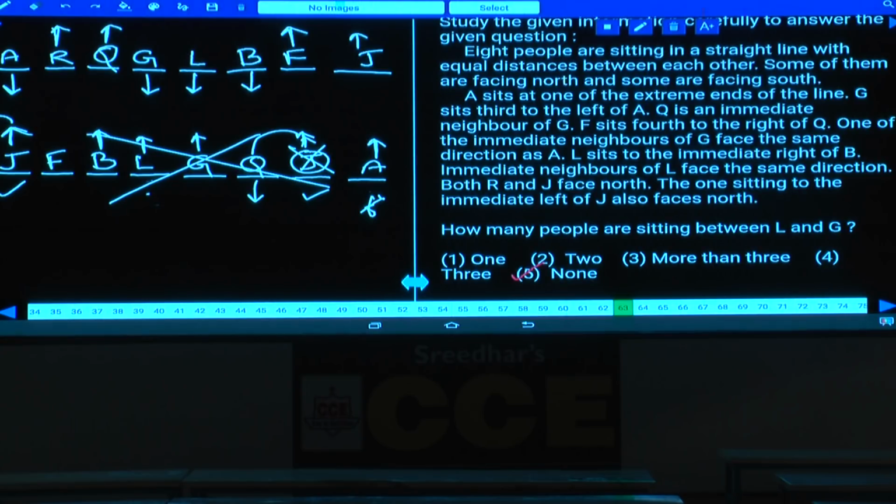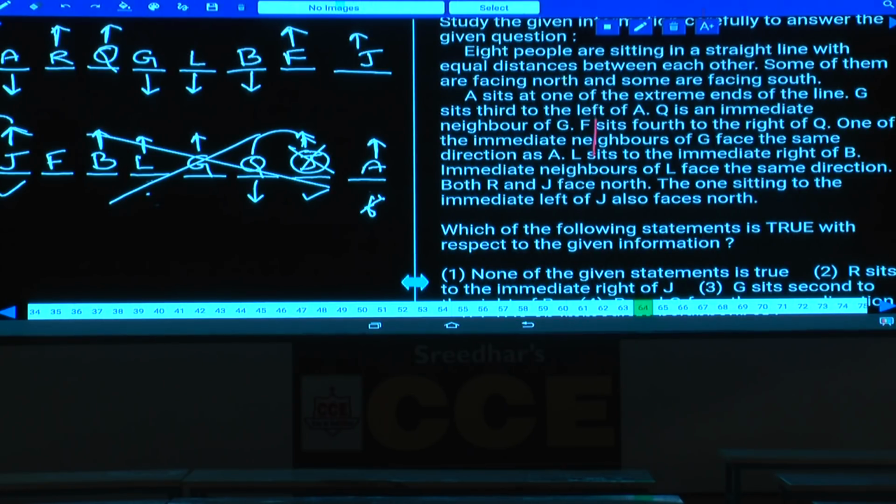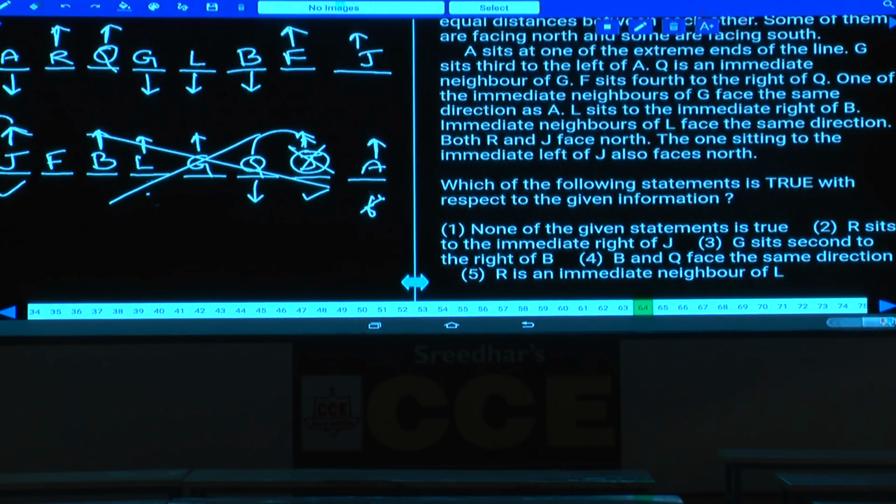Next question number 64. Which of the following statements is true with respect to the given information? R sits to the immediate right of J. R is to the immediate right of J is false. G sits second to the right of B. Now G sits second to the right of B, that is definitely true, choice 2.